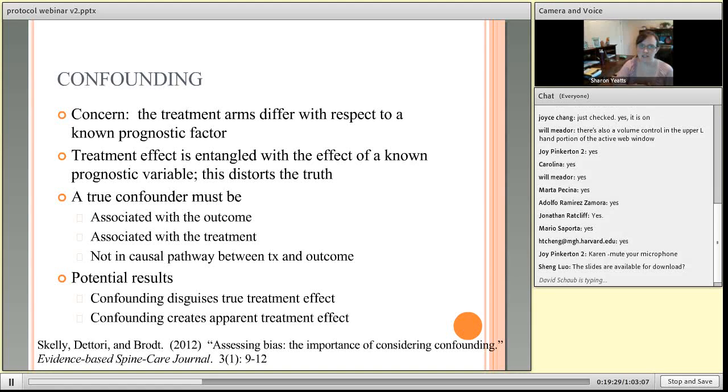The idea is that a confounder is something that could potentially explain the results of your clinical trial. And the real concern is that the treatment arms might differ with respect to a known prognostic factor. Okay? If that happens, the treatment effect might be tangled up with the effect of that prognostic variable, and it could distort the truth that you see.